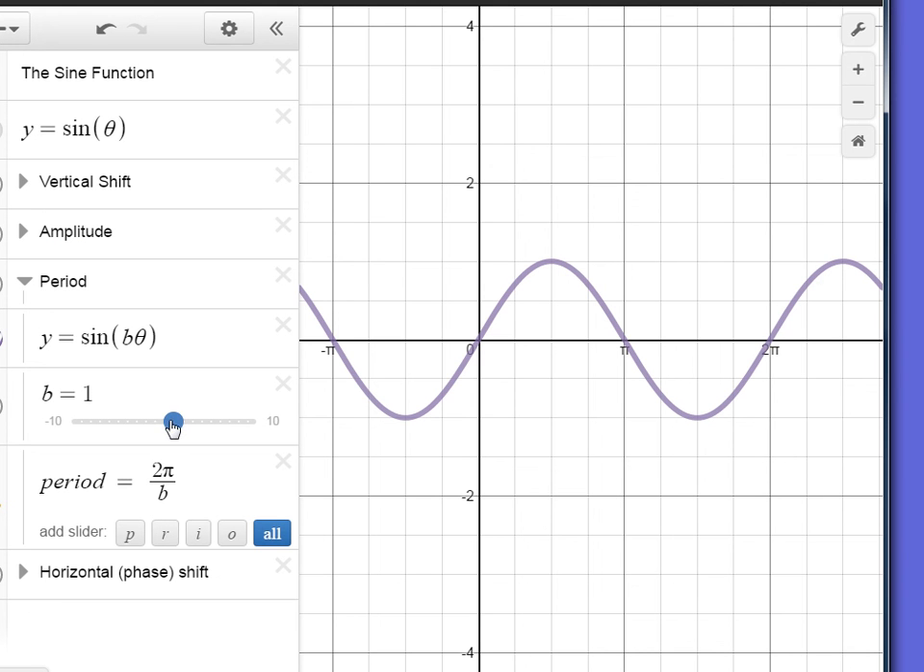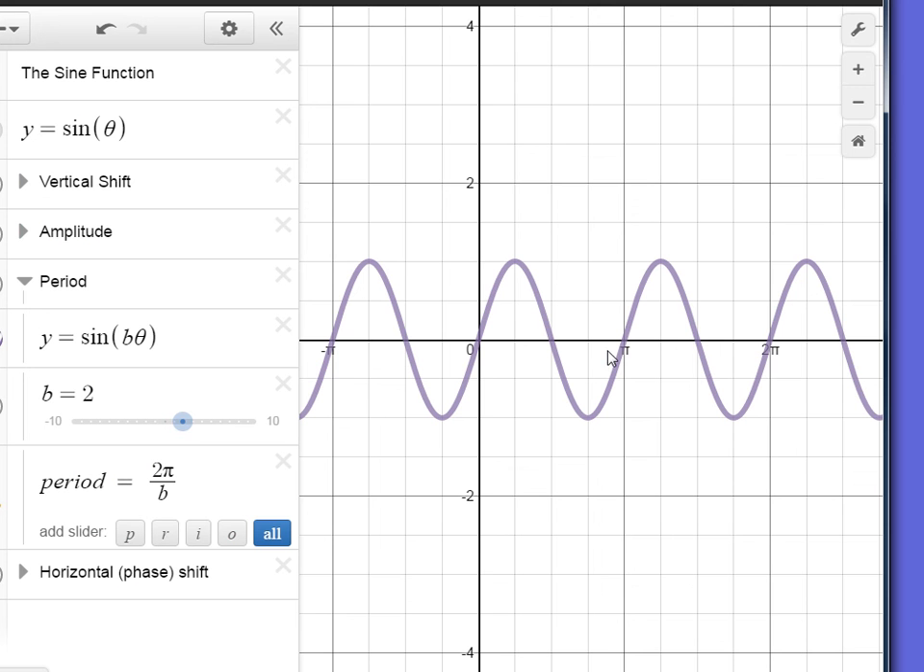If I change this to 2, you get a very interesting result. All of a sudden one complete cycle goes from 0 to pi. In other words, by multiplying the angle here by 2, we cut the period in half. Now the period is only 0 to pi instead of 0 to 2 pi. And we'll try it again.